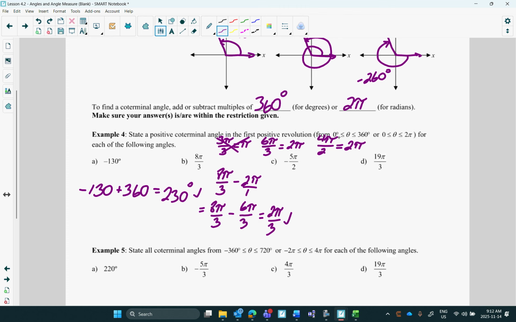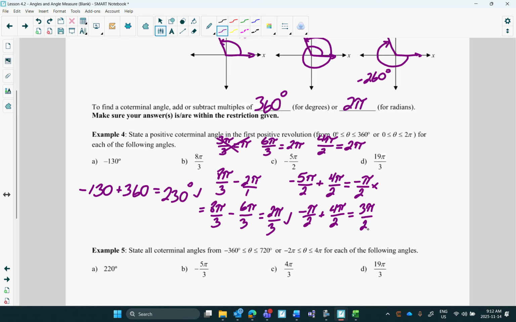So this is negative, which means I'm going to have to add a complete revolution. Well, remember, a complete revolution is 2 pi, but as a fraction over 2, it's that. What do I end up with? Negative pi over 2. Is that in here? No. Which means I got to go again. I got to take the negative pi over 2 and add another complete revolution. And I get 3 pi over 2.